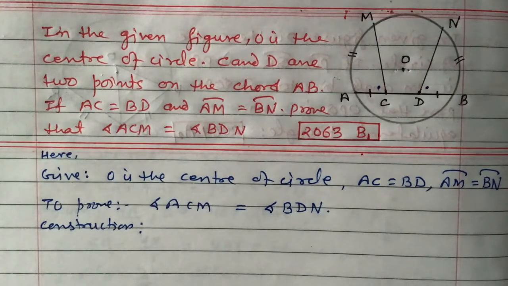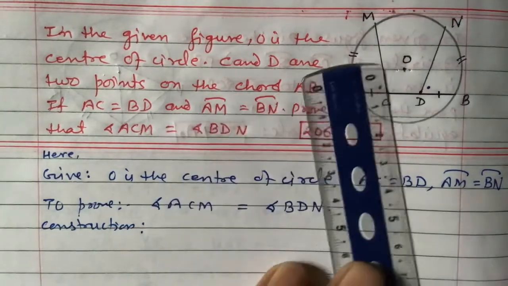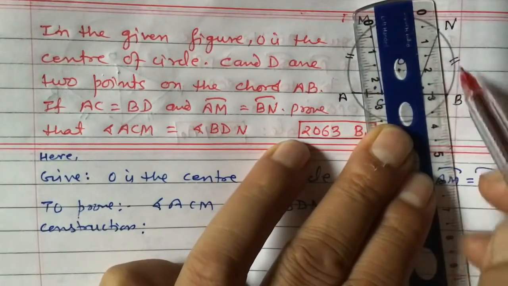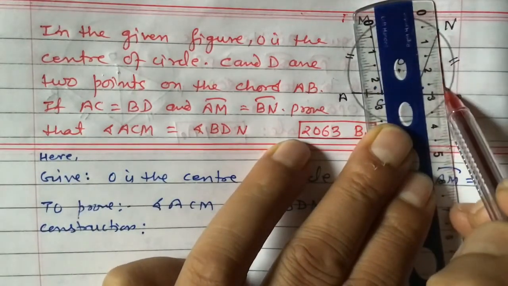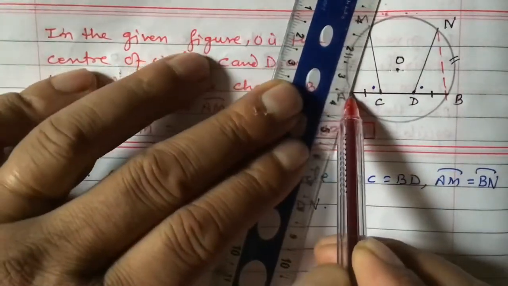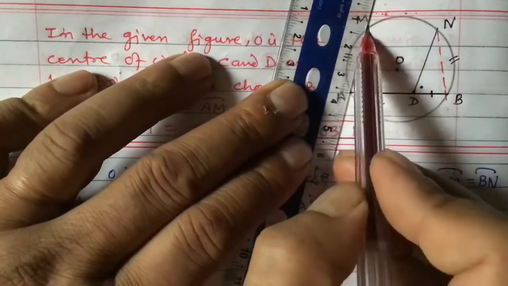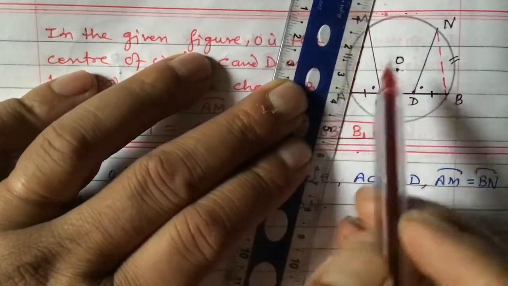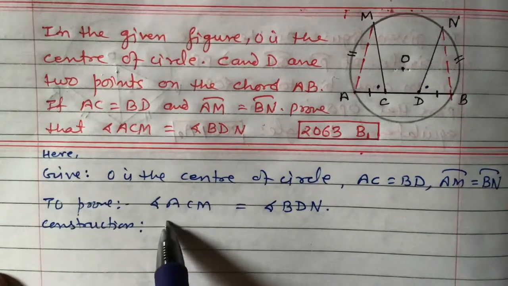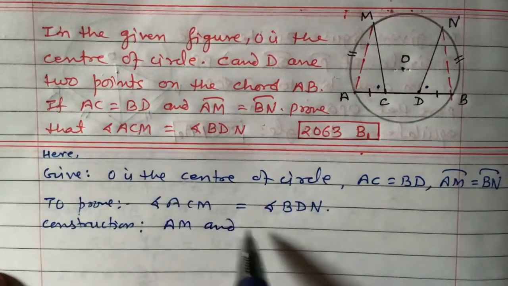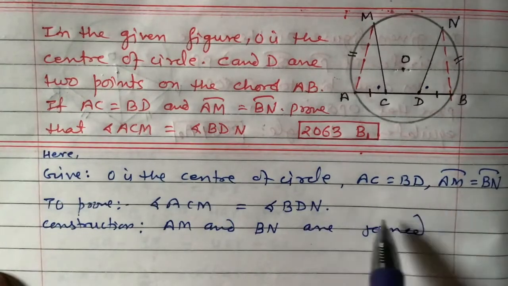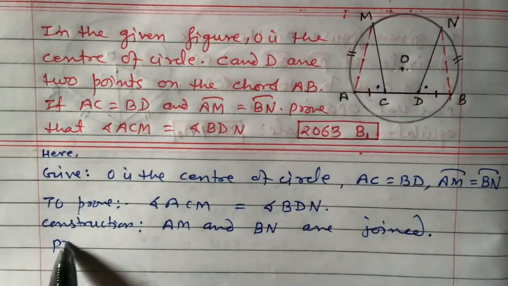I will show the construction in red ink so that it is clear to you, but in the examination you use a sharp pencil, not this red one. I am using this red pen only to make you understand. Now AM and BN are joined. This is the construction.